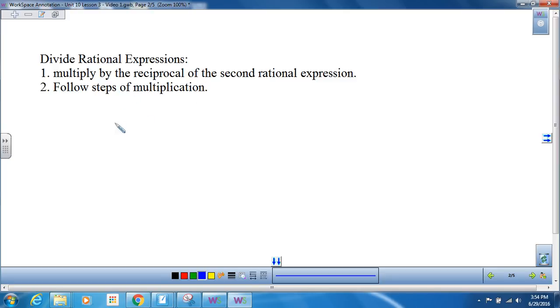So, for example, if you just have two normal fractions, if you were going to do 1/2 divided by 3/4, you multiply by the reciprocal. So you're really doing 1/2 times 4/3. Then the steps of multiplication would be factor, if you can, and then cancel, and the 2 and the 4 cancel, and multiply across the top and multiply across the bottom.